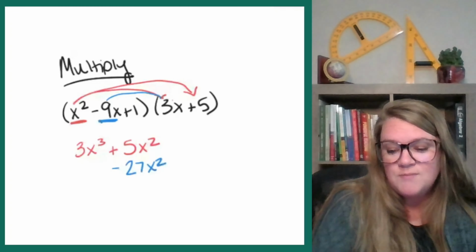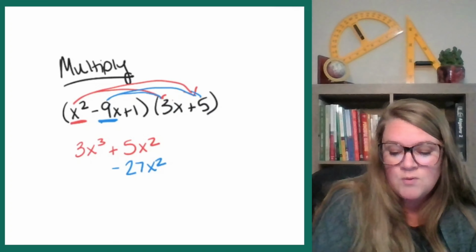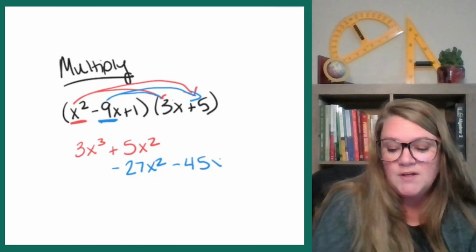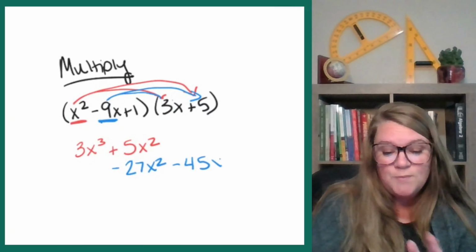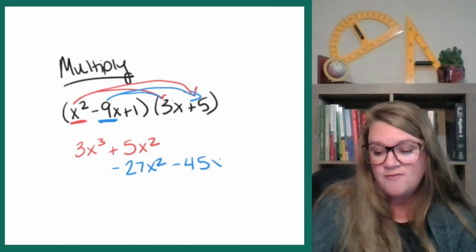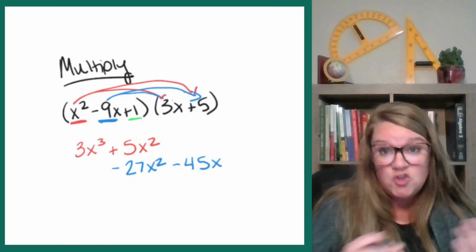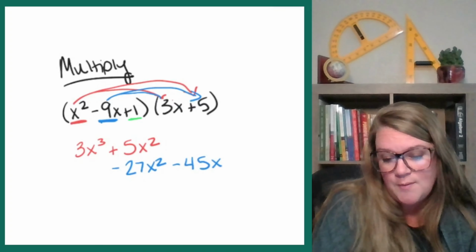Negative 9x times 5 is my next one. Negative 9x times 5 is a negative 45x. That one doesn't have any like terms, so I'm going to put it here at the end. So I've distributed the x squared. I've distributed the negative 9x, but I do have one term left because there's 3 in my first one, and it's a positive 1. So I need to do the exact same thing. Just distribute that positive 1.